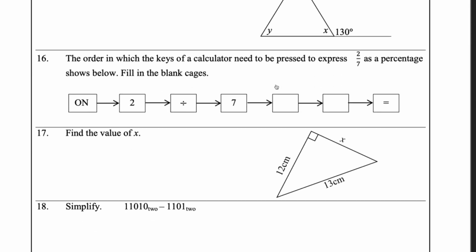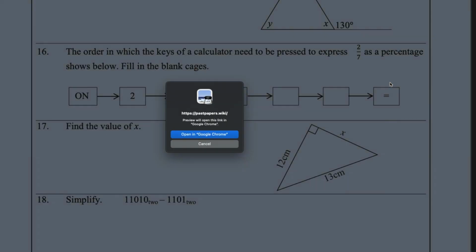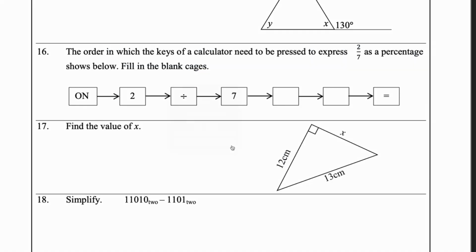Next question. The order in which the keys of a calculator need to be pressed to express 2 out of 7 as a percentage is shown below. Okay, here we are talking about a scientific calculator. In a scientific calculator, it preserves the order of the operators. It follows, or honors, the order of the operators.